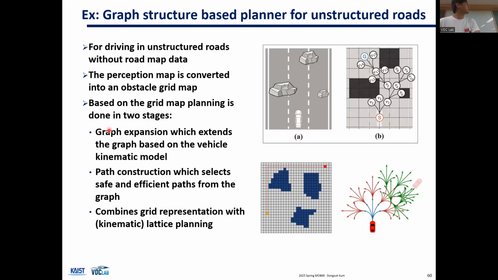The graph expansion, which extends the graph based on the vehicle kinematic model. So using the kinematic model, you extend the graph into nodes here, and this is the generated node. And then you construct the path that selects a safe and efficient path. So you construct many possible paths from the graph. This process combines grid representation with kinematic lattice planning.